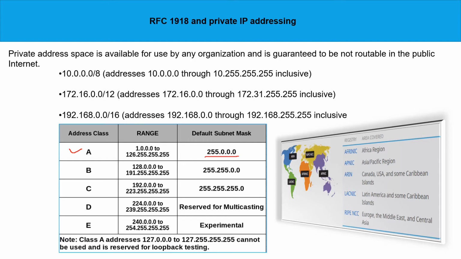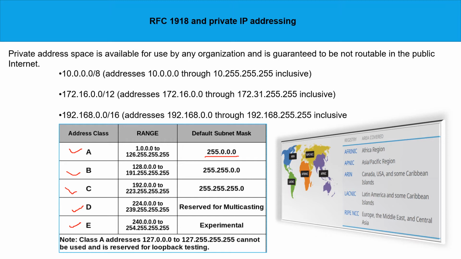Similarly, you have class B. The range starts from 128 to 191. For class C, the range starts from 192 to 223. Class D is for multicasting. Class E is experimental. Between class A and class B, you see a gap. 127 is reserved for loopback testing purposes. This IP cannot be used anywhere else.